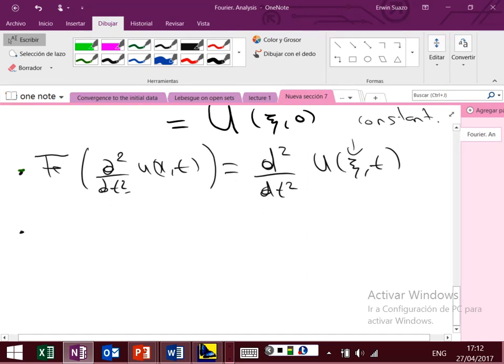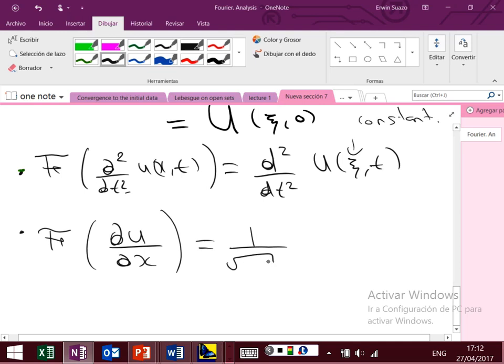So let's take the Fourier transform of the partial derivative of u with respect to x. By definition, what is this? This is 1 over the square root of 2 pi, right, of the integral of e to the minus i x xi, and then the derivative of u with respect to x, dx.